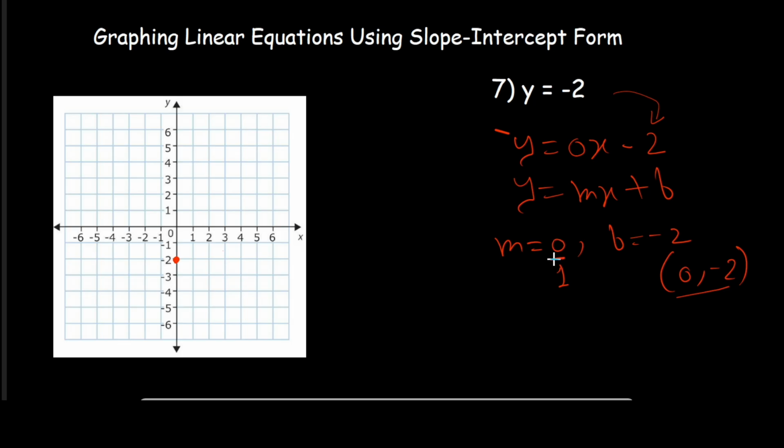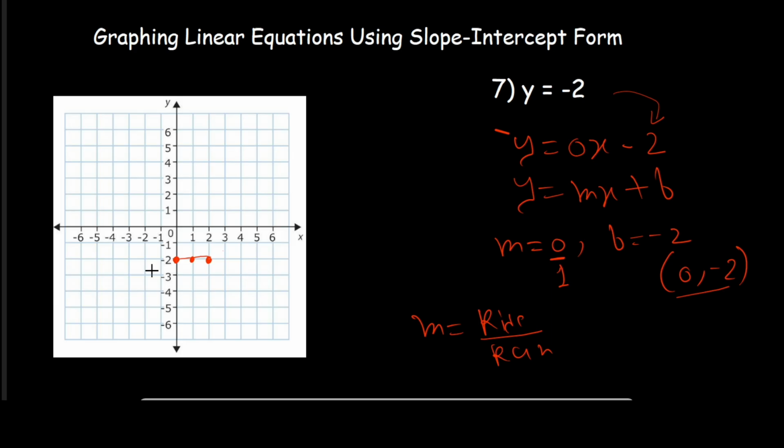So what does slope mean? Rise over run. So the rise is 0 and the run is 1. It means we don't move up or down because it is 0, and we have to move 1 unit to the right because the run is 1. So plot another point from this point: we move only 1 unit to the right. So this is our next point, and from this point this is our next point.